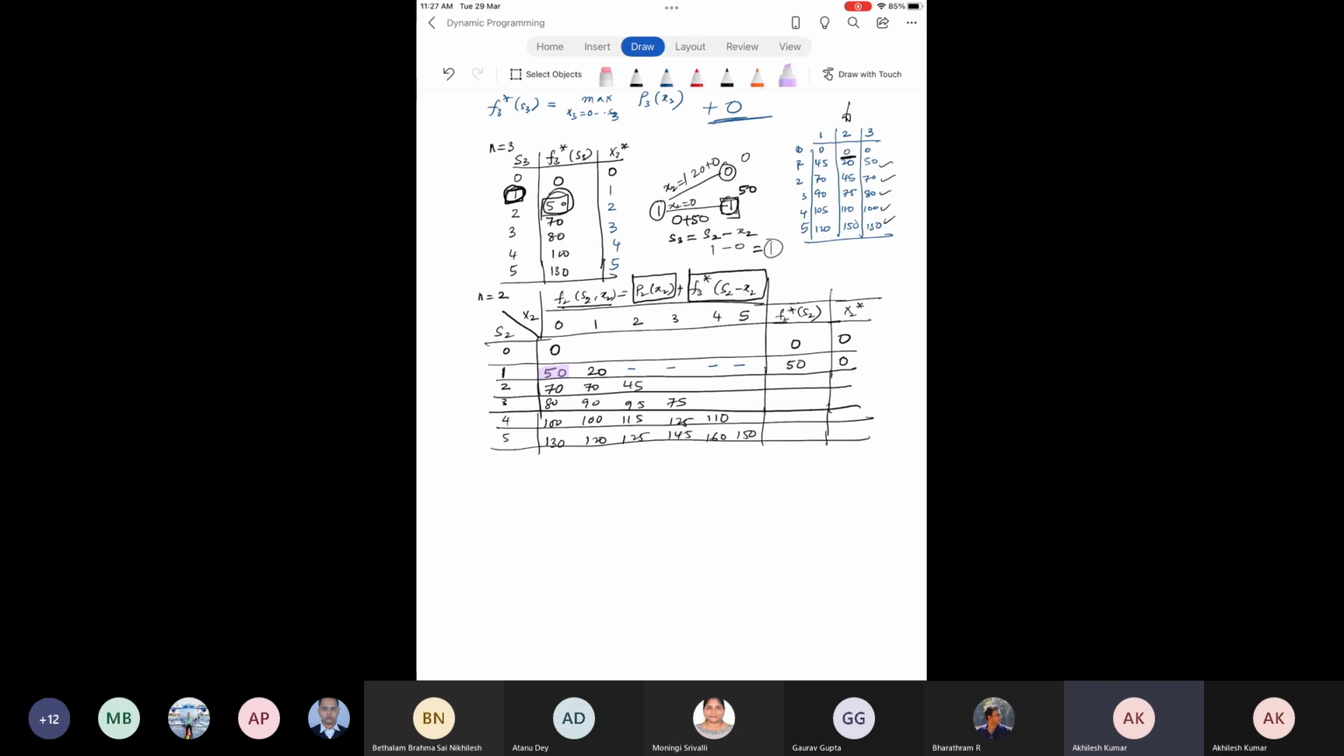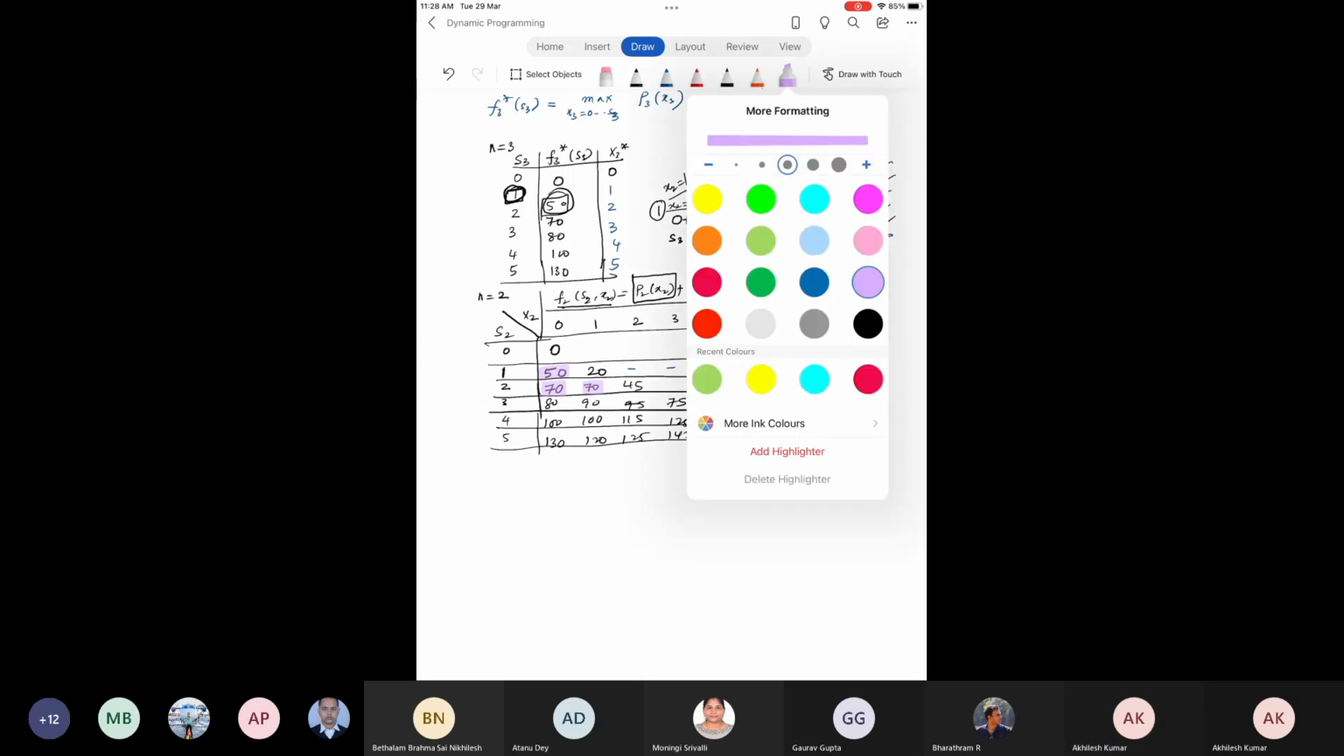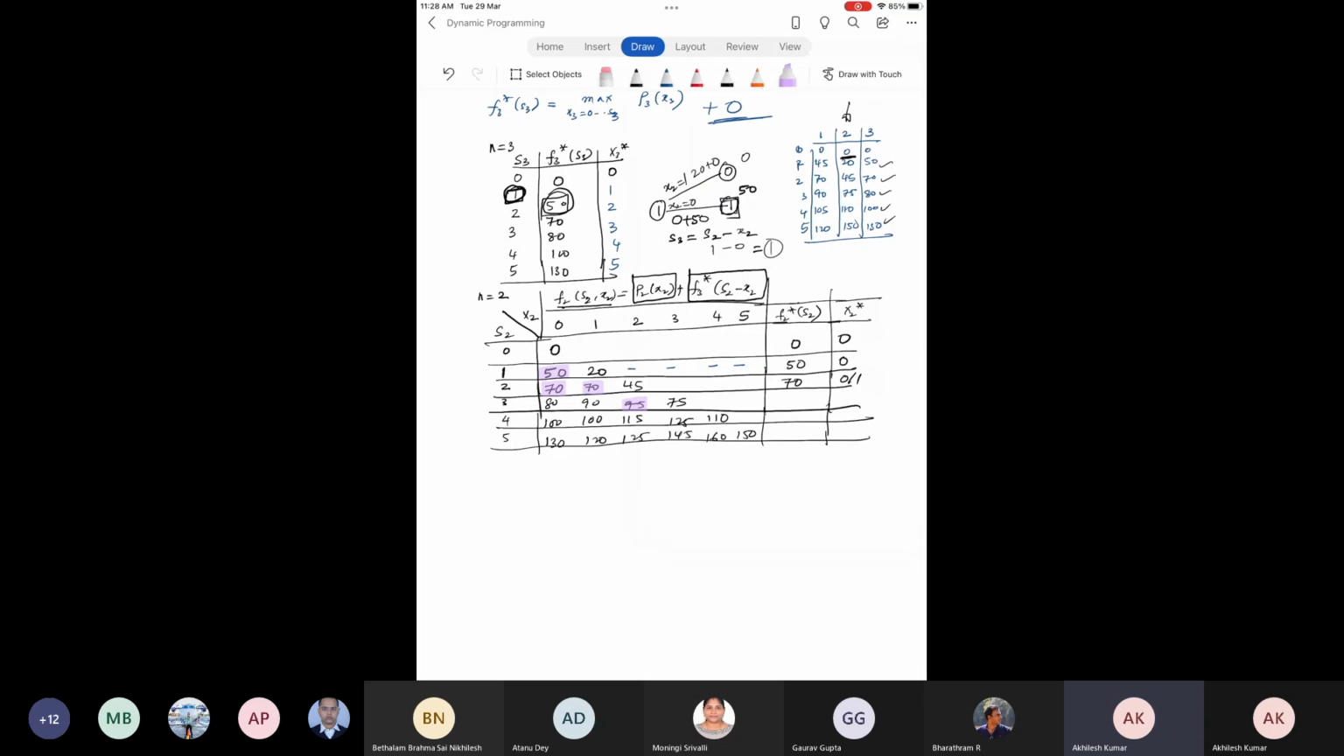From here, you have to make the optimal decision. So both of them are fine. So I will say 70, with x2 star 0 or 1. Similarly, 90, 95, 125 and 160. So let's write these numbers 95, 125 and 160. That will be 2, 3 and 4.